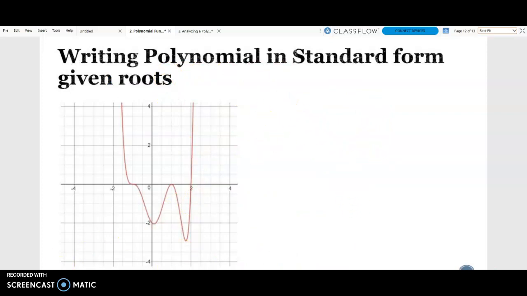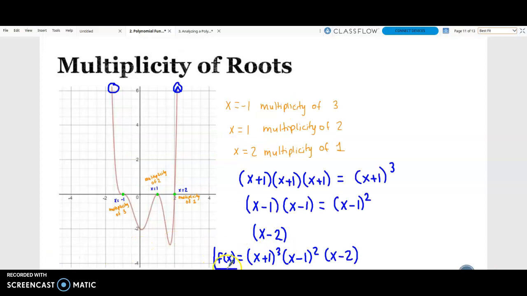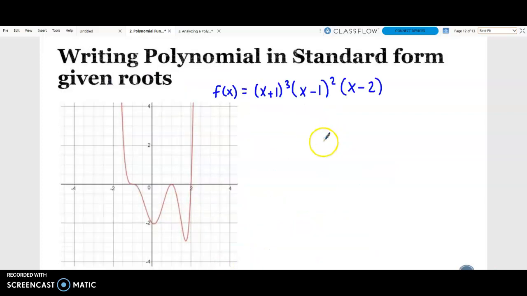So we already found the polynomial in intercept form. I'm going to rewrite that here on the next slide. So we wrote our polynomial in the intercept form: x plus 1 cubed times x minus 1 squared times x minus 2. And we need to multiply this all out in order to find the function in standard form. So standard form means, like x squared plus 5x plus 3. So we're just going to multiply this out.